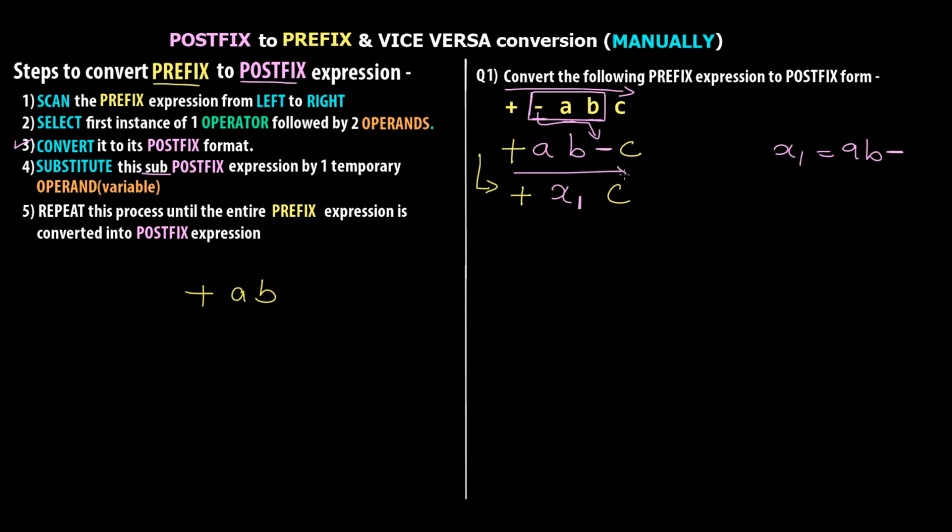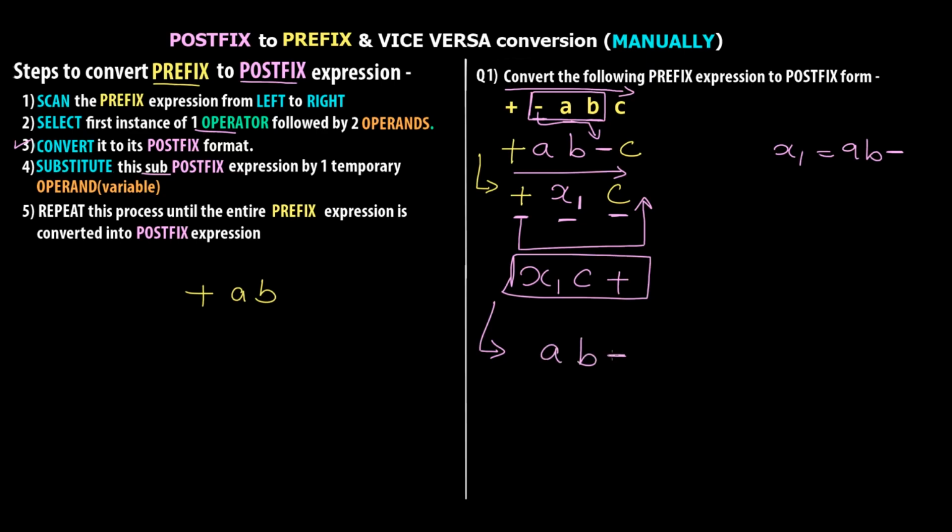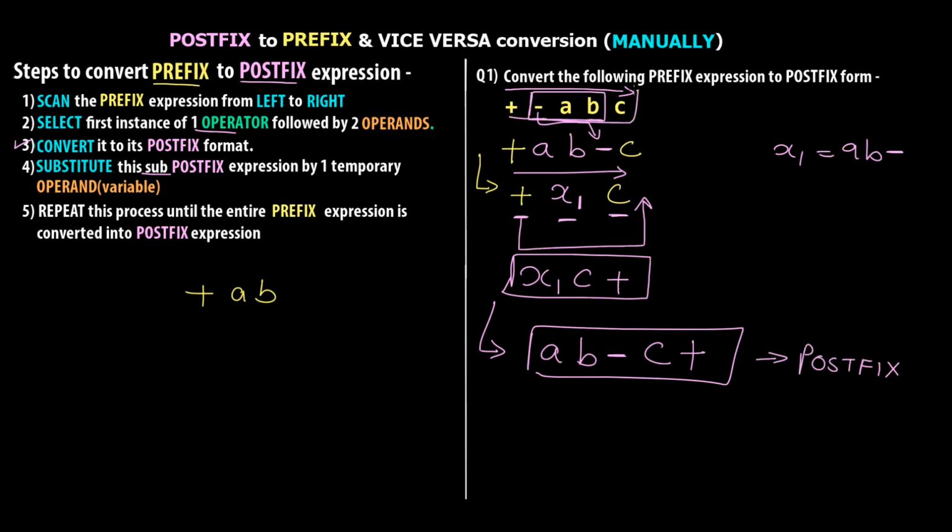So again we have to scan from left to right. This is one operator followed by two operands, operand x1 and operand C. So again this is in prefix, we have to convert it in postfix. In postfix the operator is coming at the end. So now the expression will become x1, C and plus. So we've pretty much arrived at our final answer, but now we only have to resubstitute AB minus at x1's place. So that would ultimately give us AB minus and C plus. So this, my friends, is the final postfix version of this prefix expression.